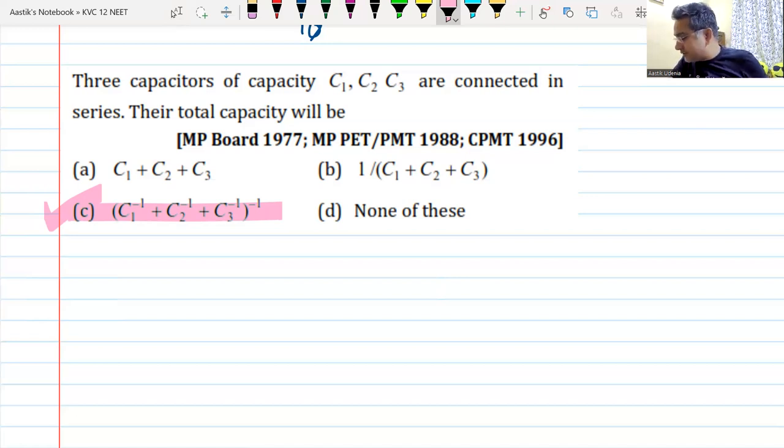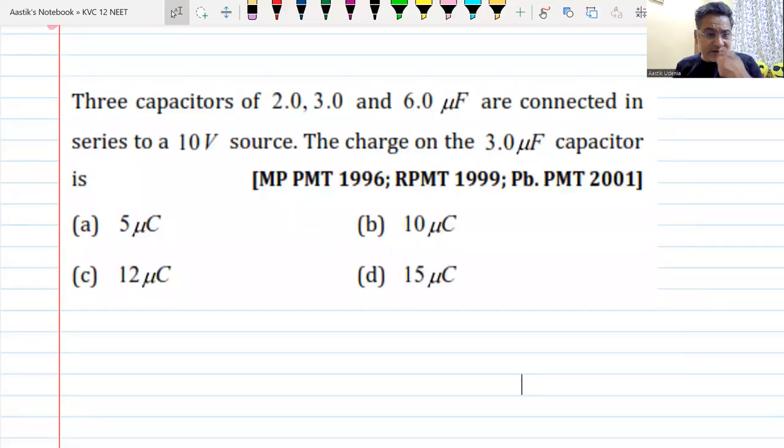Next one, my dear friends, coming for you, fresh from the stocks. Three capacitors of 2 microfarad, 3 microfarad, and 6 microfarad are connected in series to a 10 volt source. What is the charge on the 3 microfarad capacitor? I'll give you 2 minutes to give me the answer for this one.